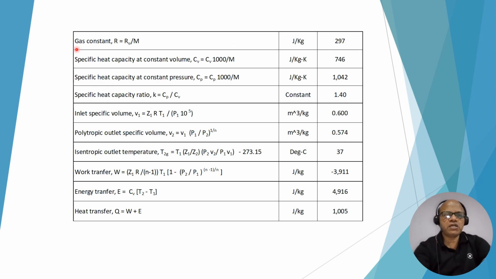Now, calculate gas constant as Ru by M. Also convert Cp and Cv into joule per kg by dividing by M and multiplying by 1000, and then calculate k as Cp by Cv. Then V1, the inlet specific volume, and V2 are calculated. Then T2 is calculated, and work transfer is calculated, which comes to minus 3911. Energy transfer is 4916. So heat transfer, if you add these two, comes to 1005 plus. This is for the closed system.